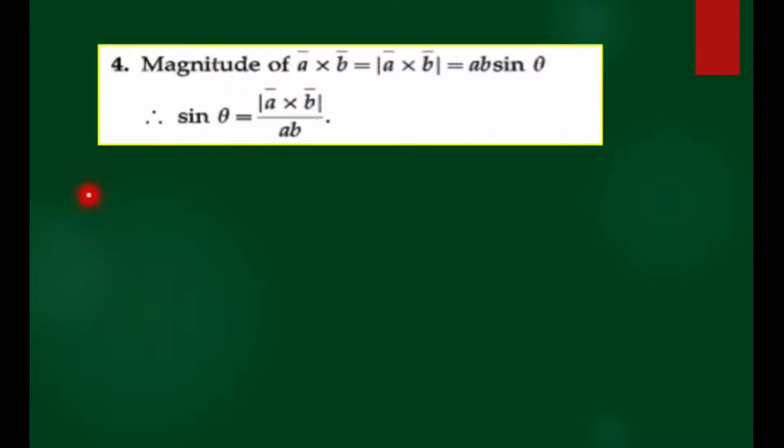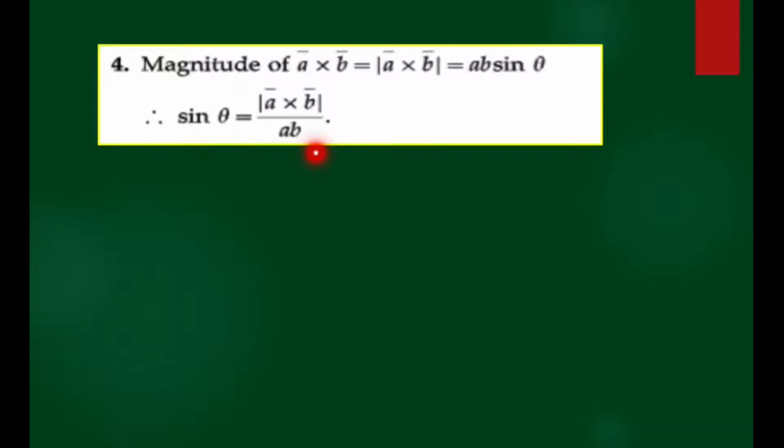Now see fourth number point. Magnitude of a bar cross b bar equals to ab sin theta. Therefore, when we have to find the angle between two vectors using sine ratio, we find angle as sin theta equals to magnitude of a bar cross b bar upon magnitude of a into magnitude of b.